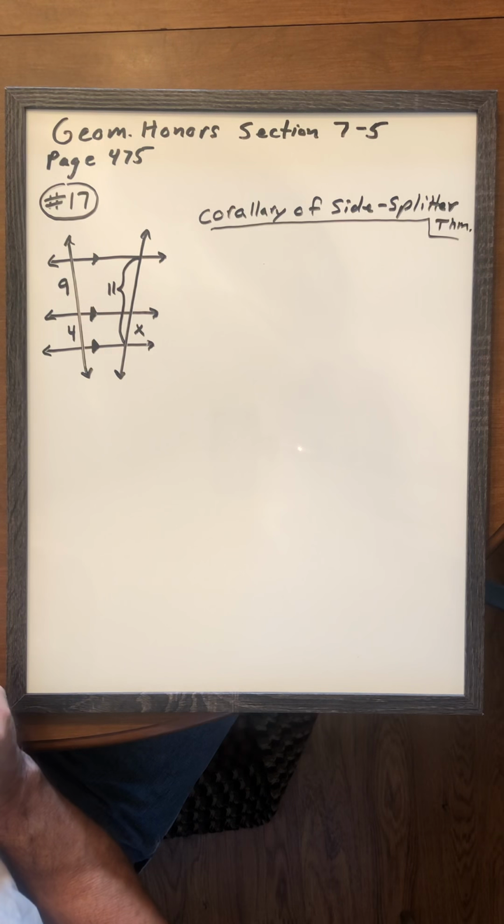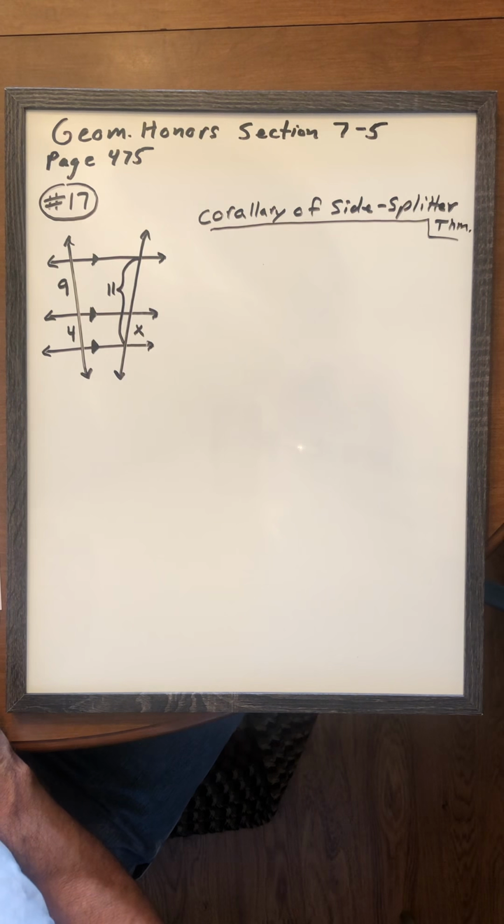Okay, this is an example for section 7-5, page 475, number 17. On this one we're going to use the corollary of the side splitter theorem. We used the side splitter theorem on the first example with number 9. For number 17, we're going to use the corollary of the side splitter theorem.